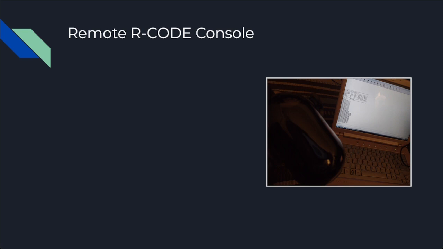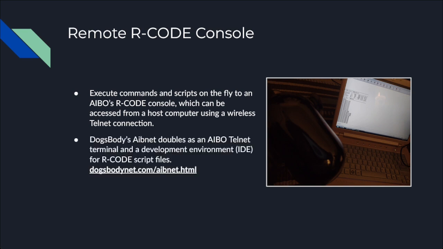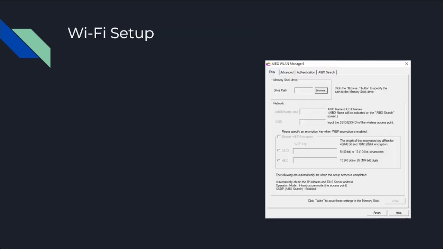So with the R code interpreter base, you can then connect to A7 wirelessly to execute commands on the fly. This is done through a wireless terminal connection called Telnet. You can then use AIBNet, which is also from DocsBody, which doubles as a Telnet terminal and also a development environment for debugging R code. Wait, I said you can do this wirelessly?